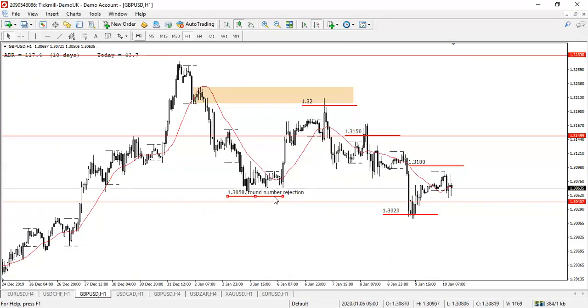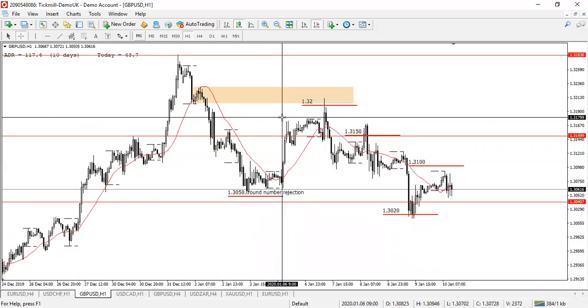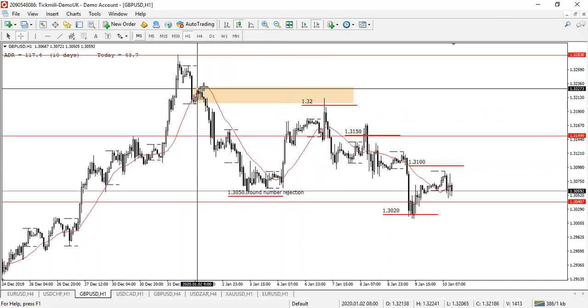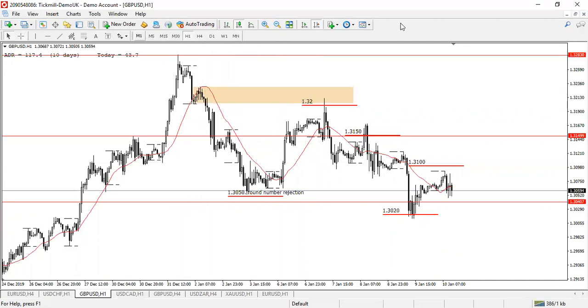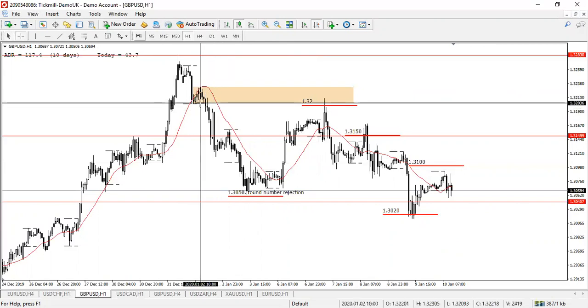Okay, this is round number rejection. You might have bought after close of this candle here, up to where this was a strong resistance. Look at this. If you have done ICT course, there are two reasons for price to reject this area. One, not actually, more than two, three reasons.